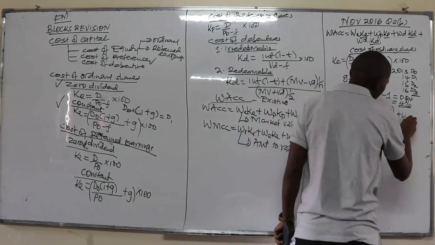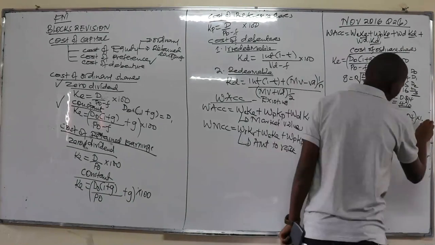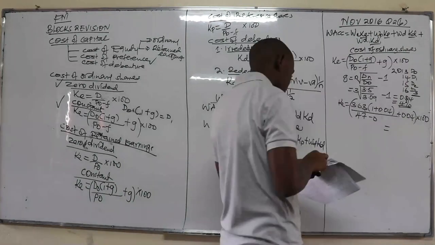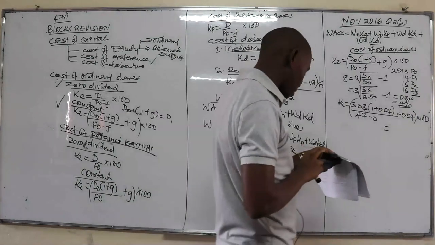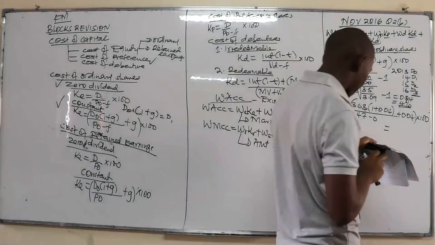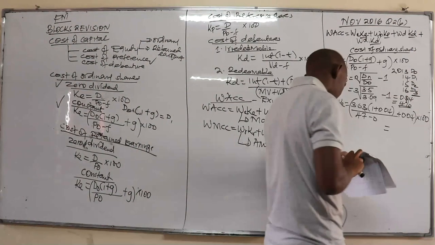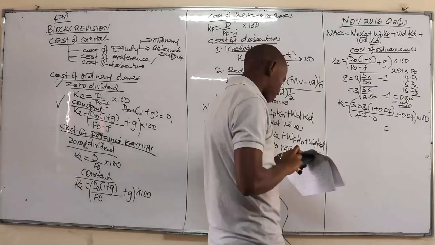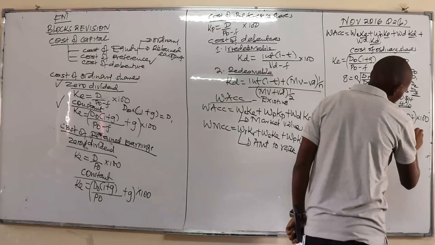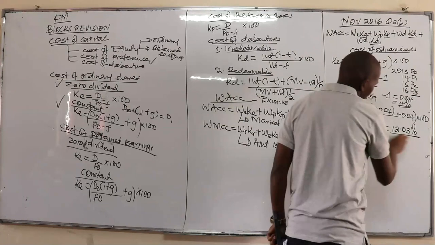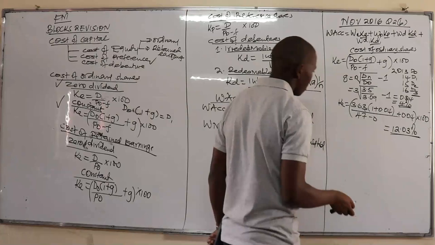Then you add 0.04 and you multiply by 100. In this case, it will be 3.63, you multiply by 1.04, you divide by 47 and then you add 0.04, which in that case will be 12.03%. That is the cost of ordinary shares.